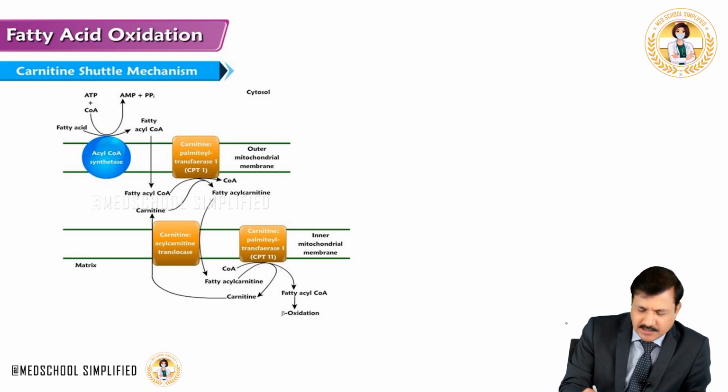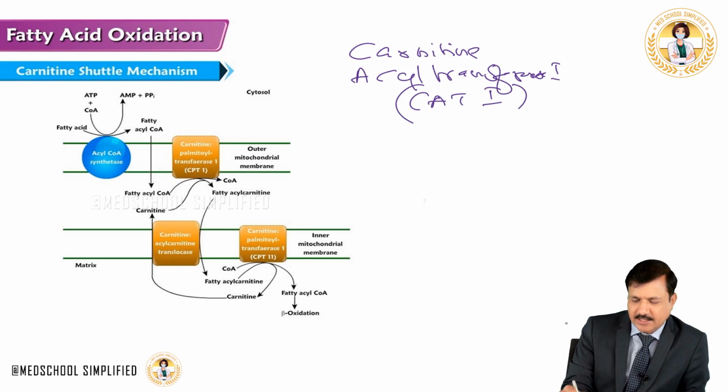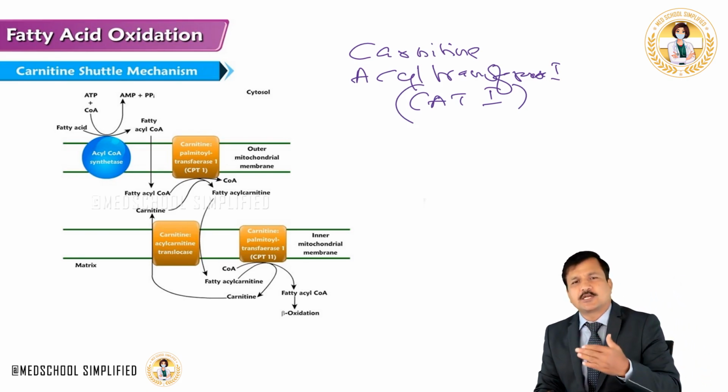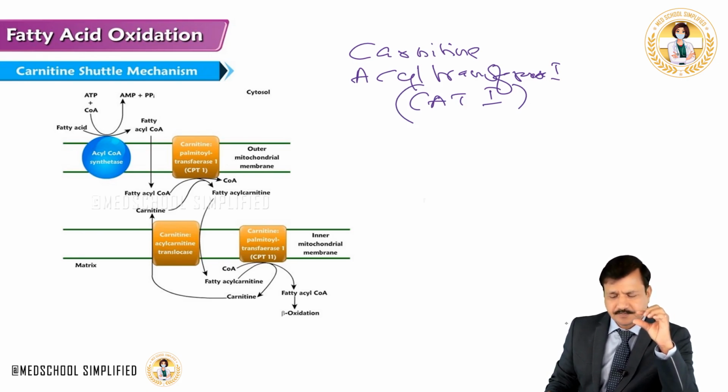So that other name is carnitine acyl transferase 1, that is CAT1. Carnitine palmitoyl transferase 1 is a specific enzyme specific for palmitic acid. If you don't know the number of carbons in a long chain fatty acid, it can be written as carnitine acyl transferase 1. So that's another way of writing CPT1 there.